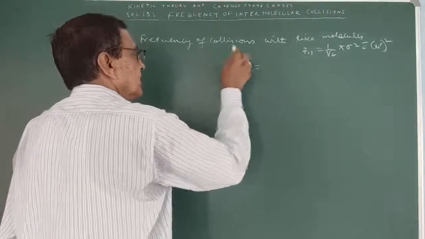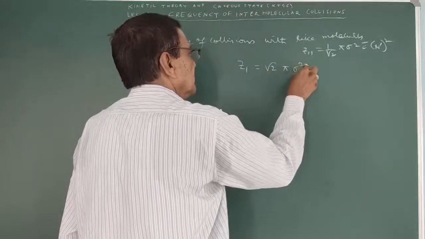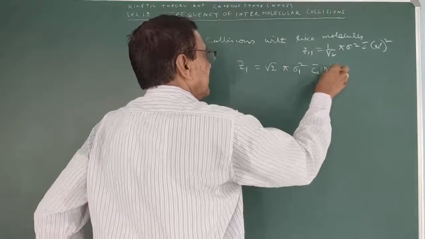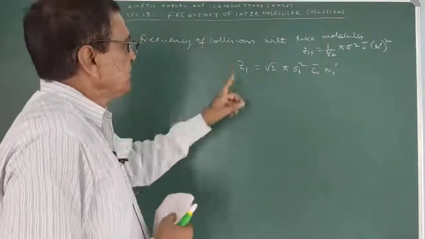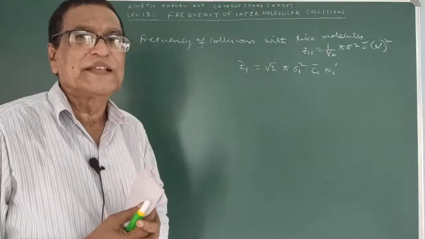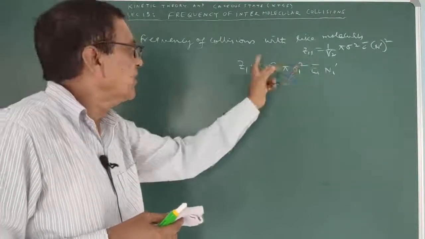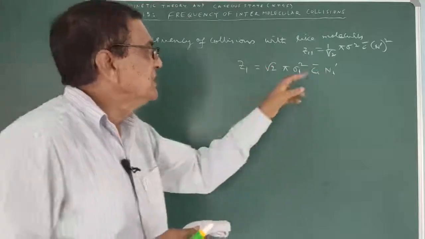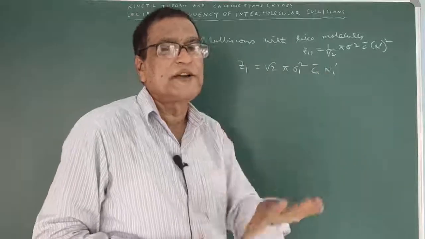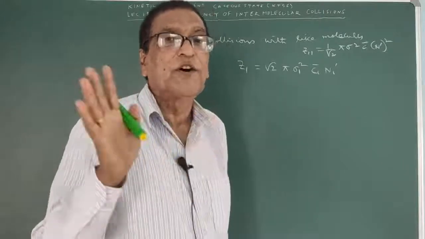Z1, this one is given as root 2 pi sigma 1 square C1 bar N1 dash. This is the frequency, the number of collisions made by a first type molecule in unit time. Sigma 1 is the collision diameter of these first type molecules, C1 bar is the average speed of the first type molecules, and N1 dash is the number density of the first type molecules, meaning the number of first type molecules in unit volume.